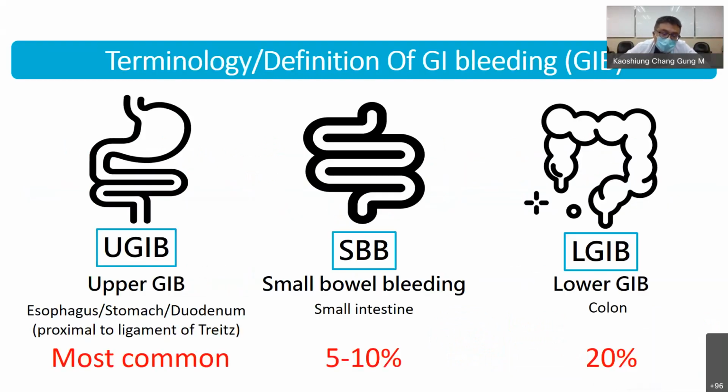First thing is how to make the definition and classification of gastrointestinal bleeding. We call it GI bleeding. As you know, our GI tract is long.